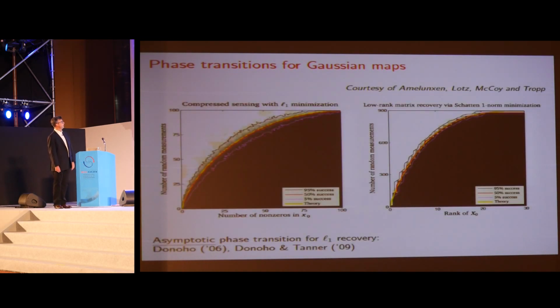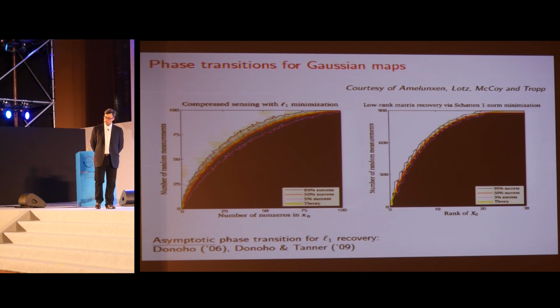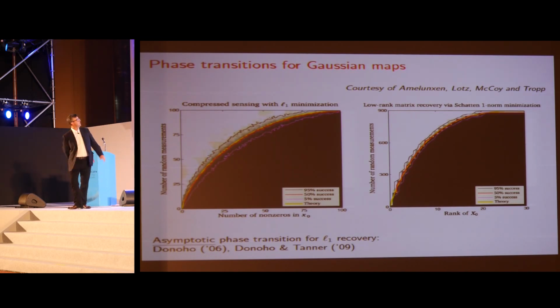Now let me blow up this picture. So let's focus on the picture on the left. On the x-axis, you see the number of non-zero coefficients in the unknown solution. On the y-axis, you see the number of equations. And the yellow line that you see is the statistical dimension of the L1 cone.